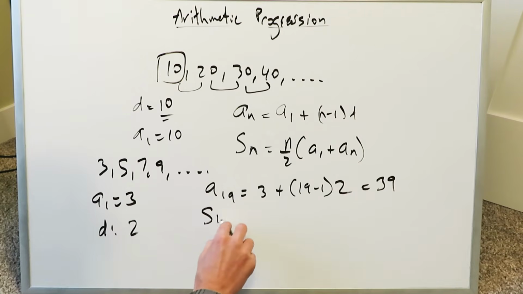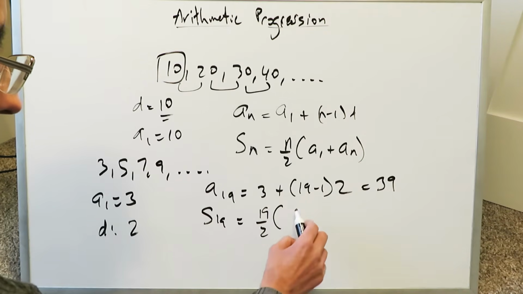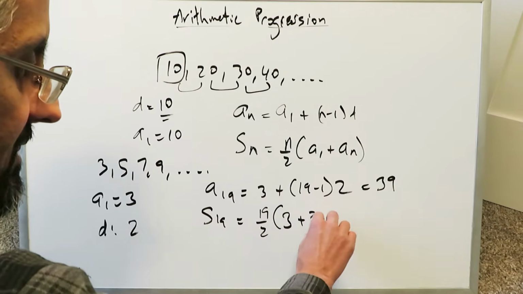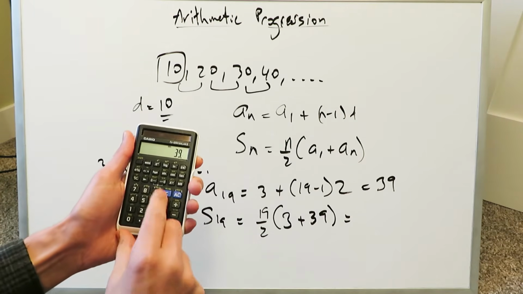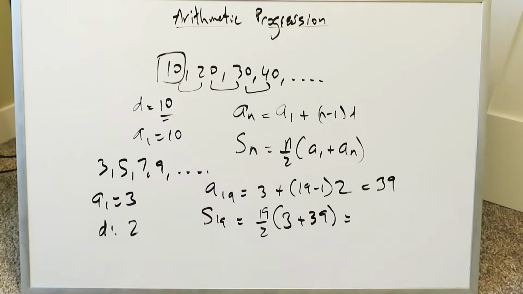And now what would be the sum of these 19 numbers? Well, you'd look at this formula. You do 19 over 2 times your first number, 3, but you would have had to determine this, so you could plug it right here, which is 39, and you'd run this through on your calculator and you'd have a good value. 3 plus 39 divided by 2 times 19, and your answer would be 399.